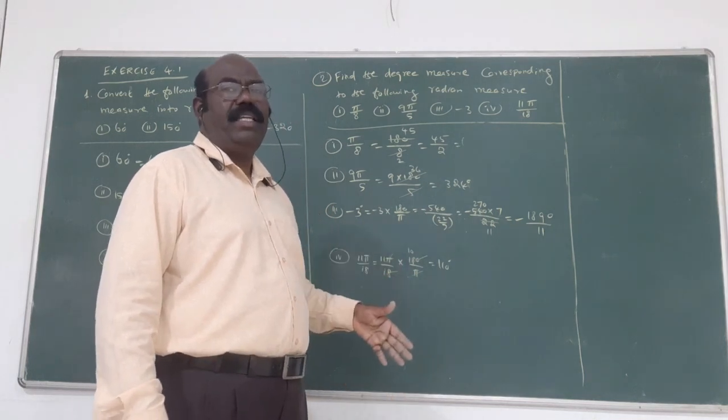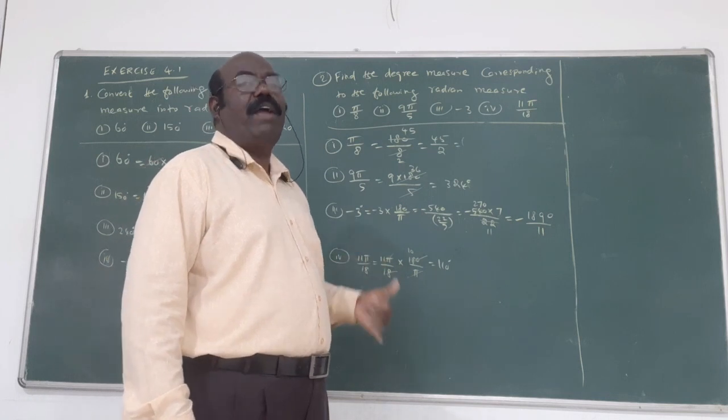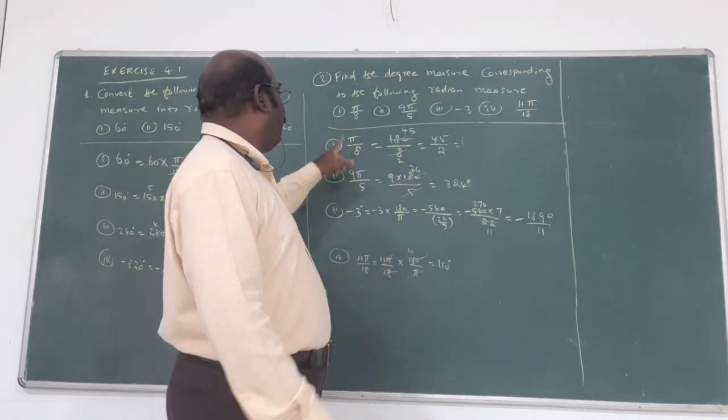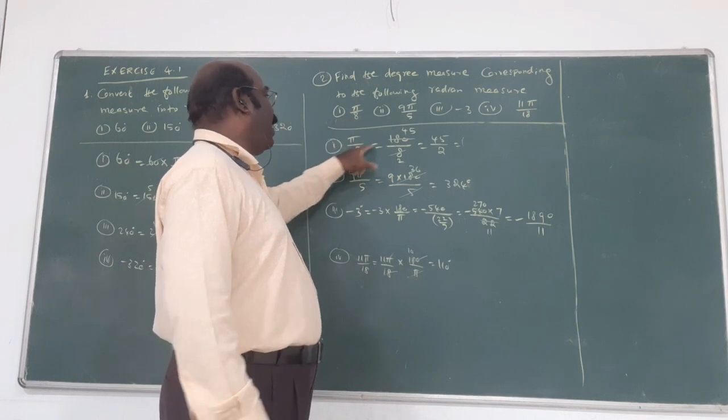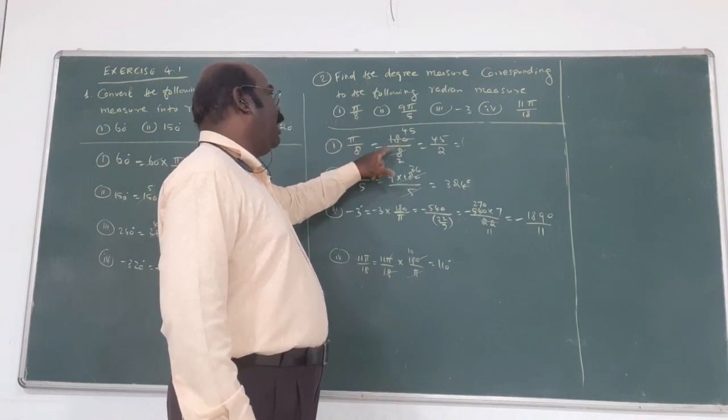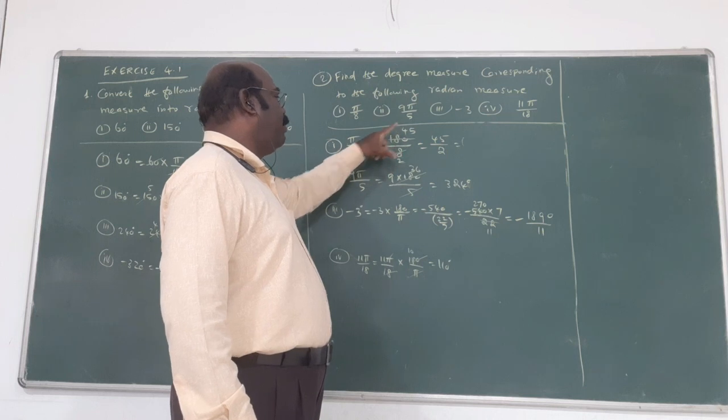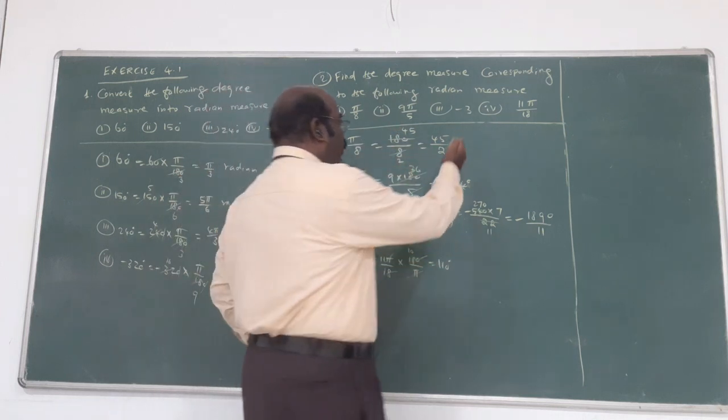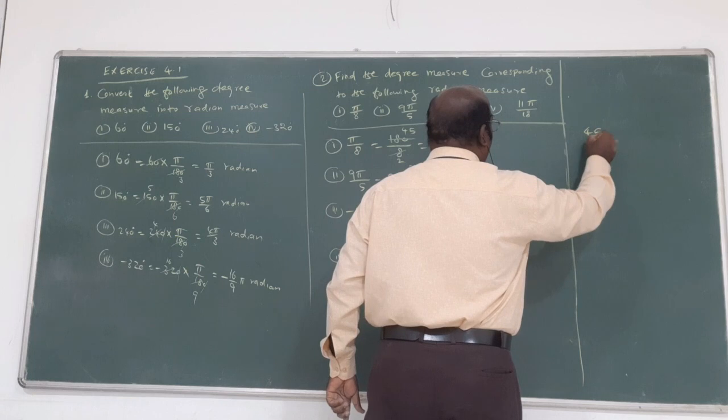For pi involving, remove the pi. Pi value is what? 180. That's all. Pi is 180. Given first question, pi is 180 divided by 8. 2 times 4 times 45, therefore 45 divided by 2.